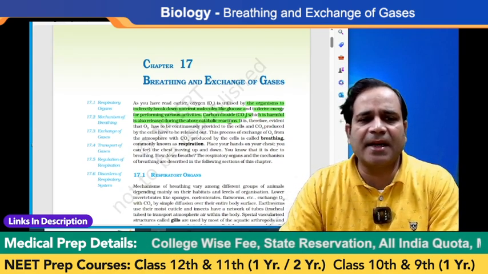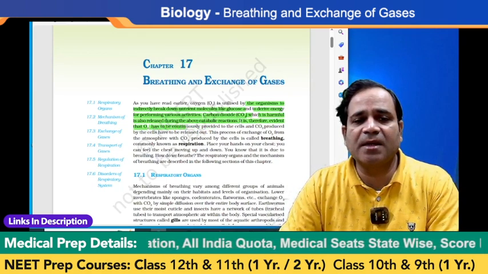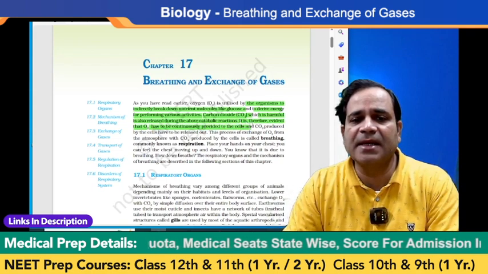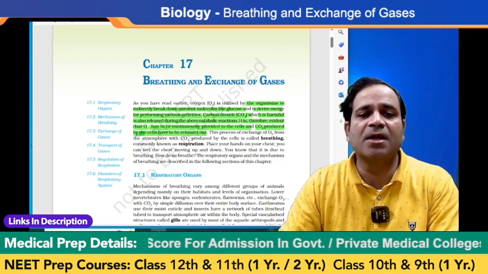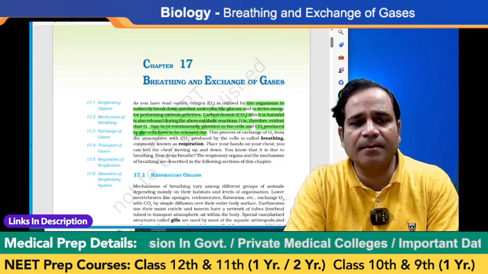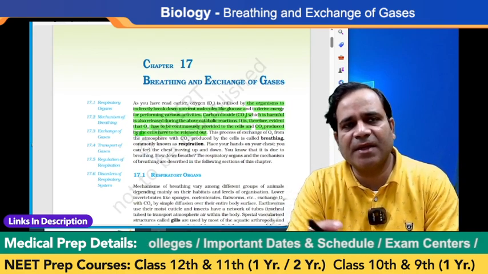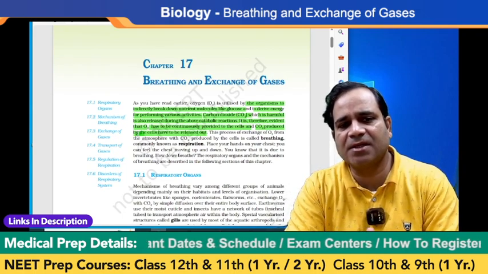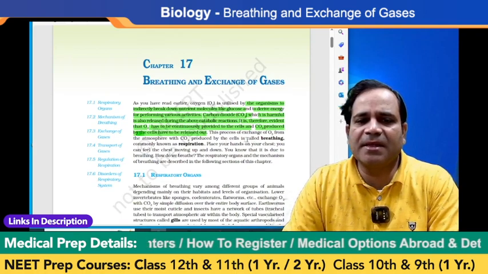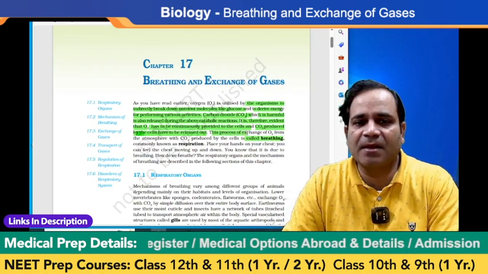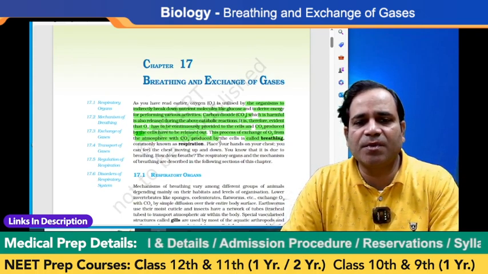It is therefore evident that oxygen, O2, has to be continuously provided to the cells, and CO2 produced by the cells has to be released out. Whatever harmful gases there are must be released out from the body. The process of exchange of O2 from the atmosphere with CO2 produced by the cell is called breathing. So breathing is called exchange of gases.